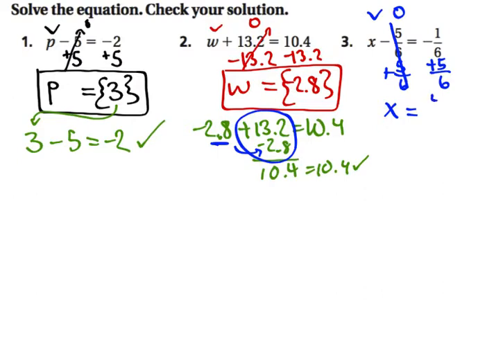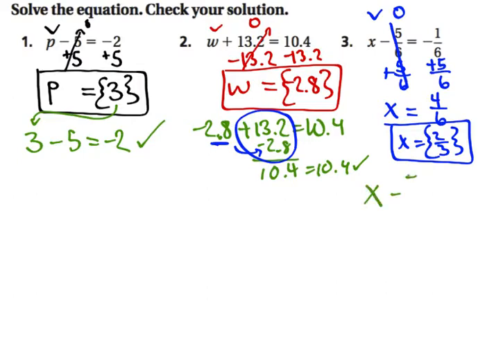Negative 1 plus 5 is 4. We get 4/6, which is just 2/3. So the answer, x equals 2/3. And then we need to check the solution. We start with the original equation. X minus 5/6 equals negative 1/6.